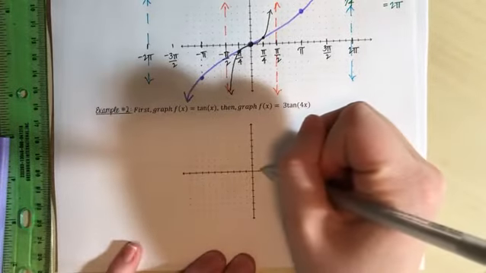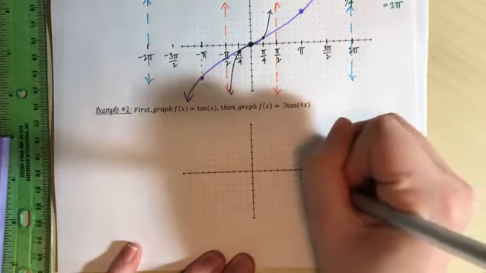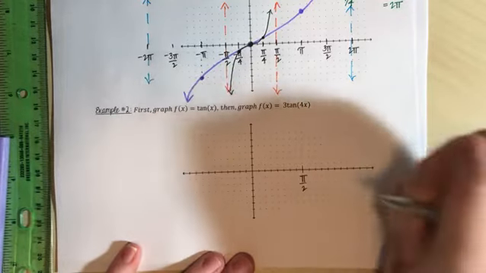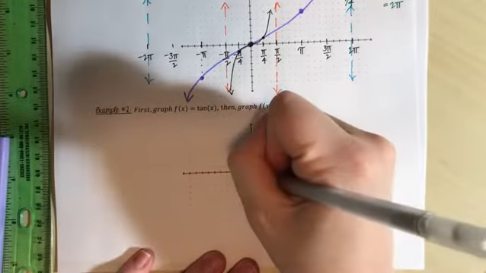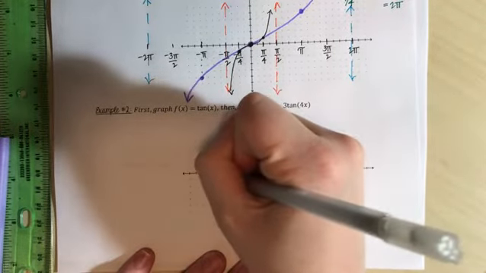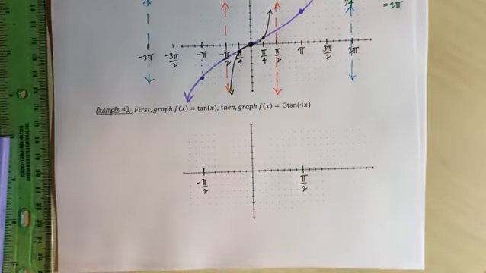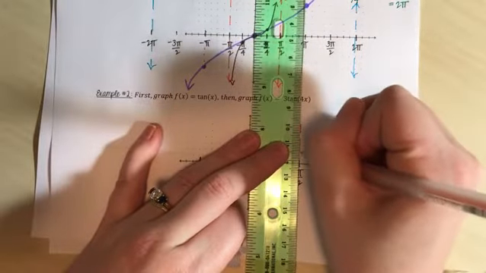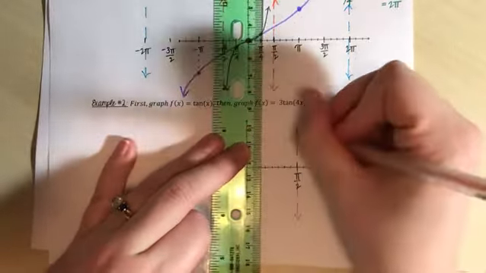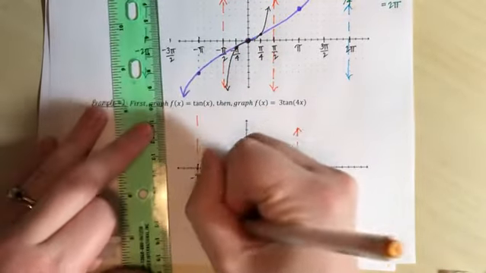So let's count off 1, 2, 3, 4, 5, 6, 7, 8. And let's call that pi over 2. So it's kind of like we were zooming in a little bit here. Then 1, 2, 3, 4, 5, 6, 7, 8. That's negative pi over 2 over in this direction. So for my original tangent function, that's where my asymptotes happen. So I can just sketch in. I'm going to do same color orange like I did in the previous graph.